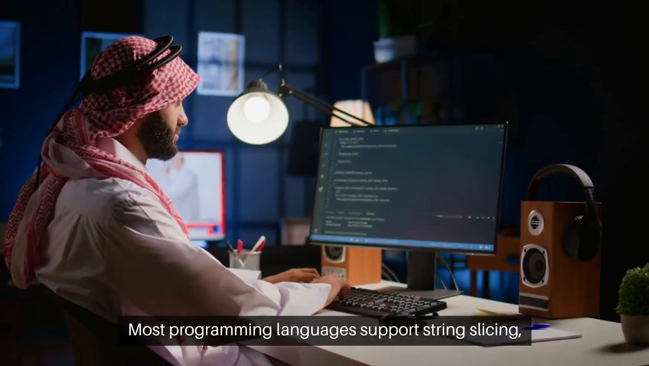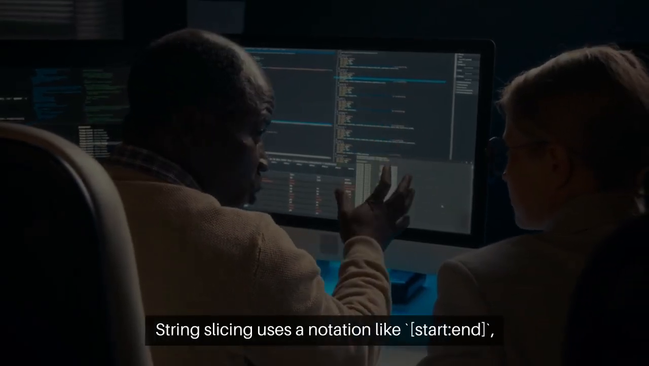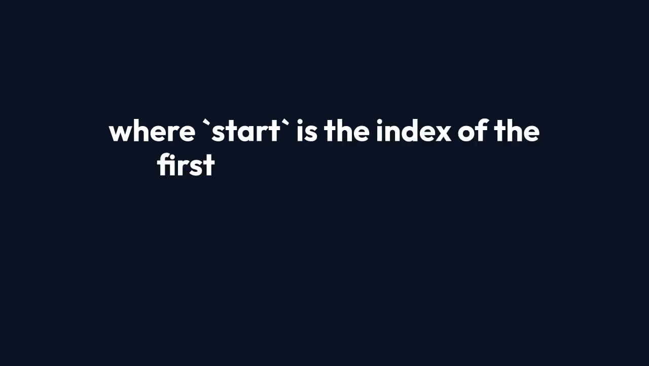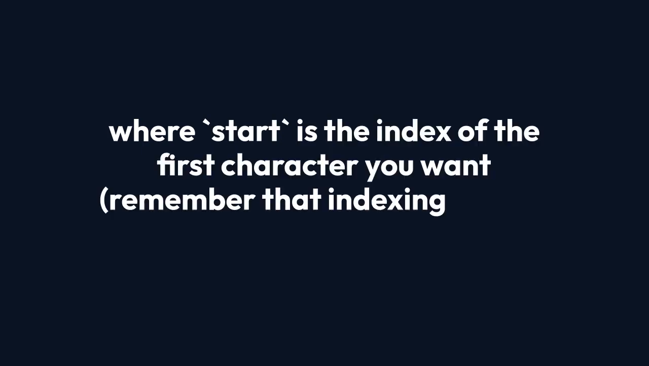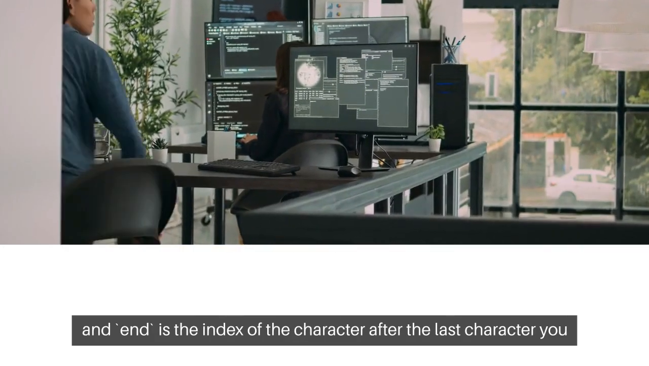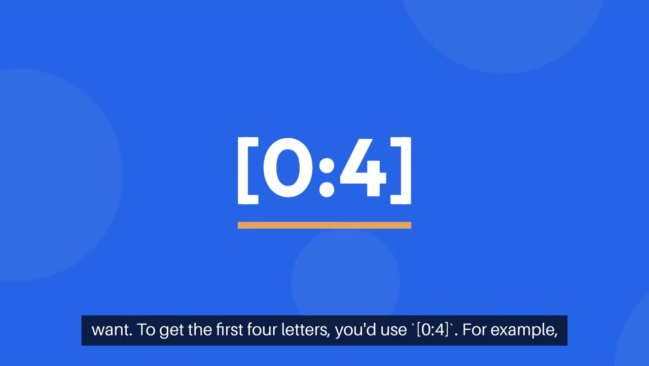Most programming languages support string slicing, a powerful technique to extract portions of a string. String slicing uses a notation like start:end, where start is the index of the first character you want. Remember that indexing usually starts at 0, and end is the index of the character after the last character you want. To get the first 4 letters, you'd use [:4].